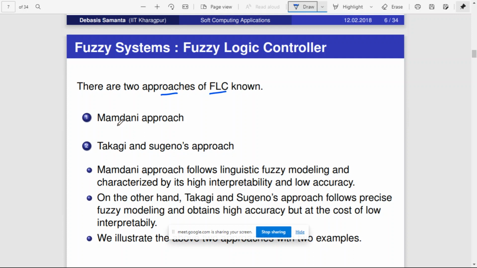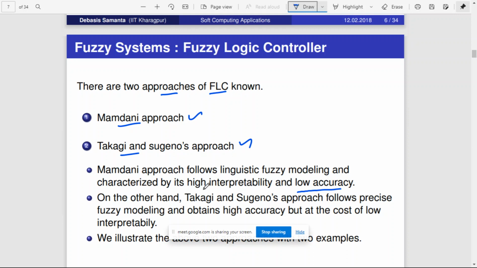One is called the Mamdani approach. The other one is called the Takagi and Sugeno approach. The first method is Mamdani's approach, and the second method is Takagi and Sugeno's approach. The first method builds a fuzzy logic controller which is less accurate but has high interpretability.